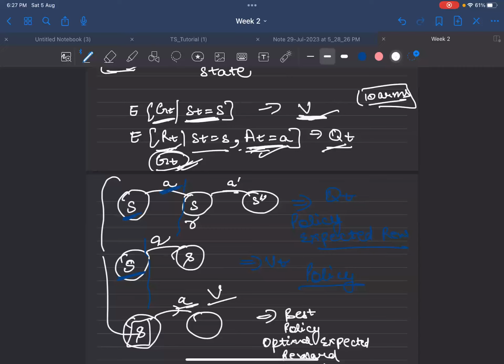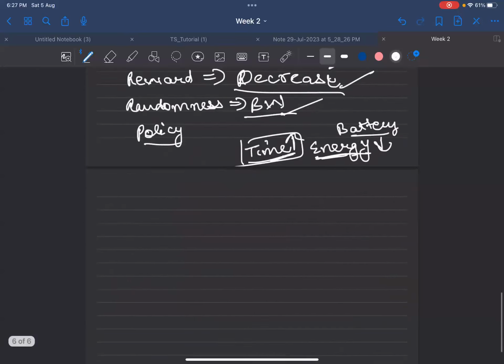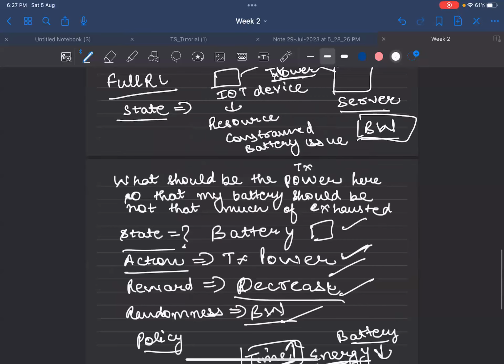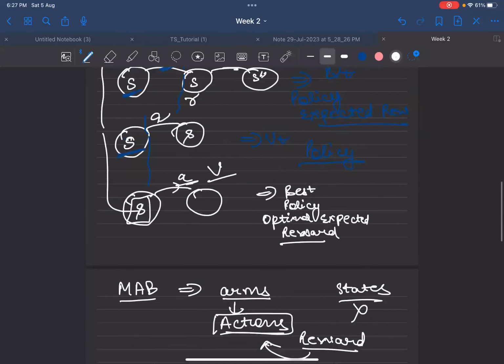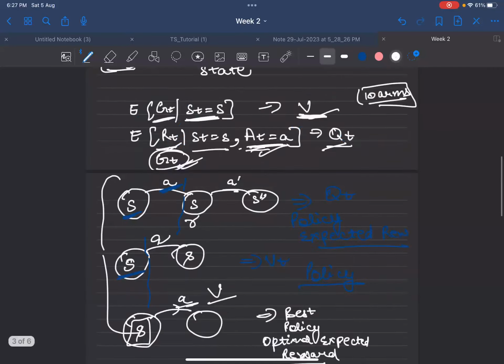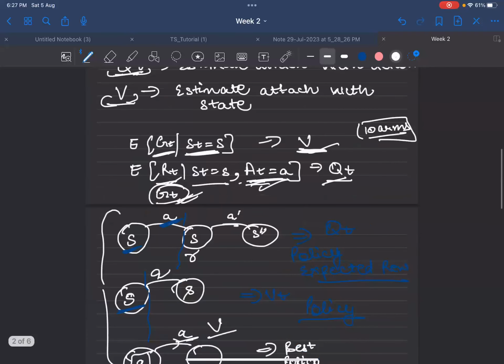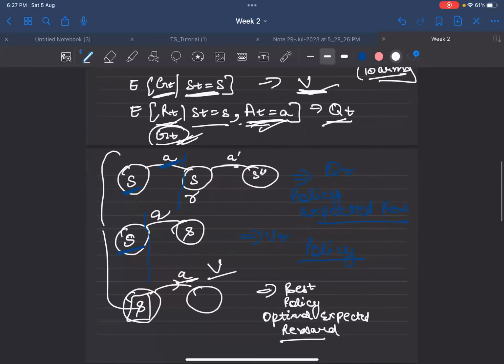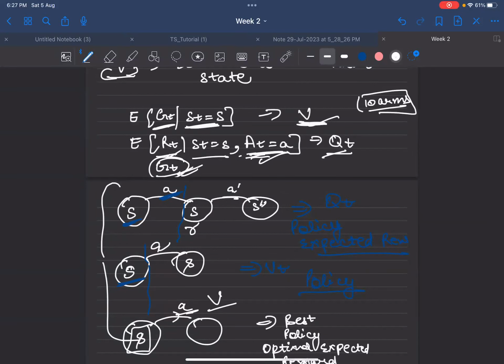Some idea you got? Yes, ma'am. Just one last thing, can you tell what G is? What is GT? GT is basically the expected reward. I was not introducing that because someone asked in the class what GT is. Let us take it as a reward only. Don't think that much, because I'll introduce this term GT as well. Okay.